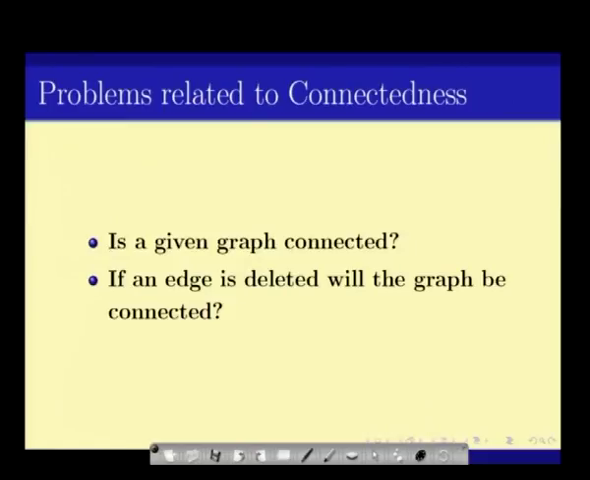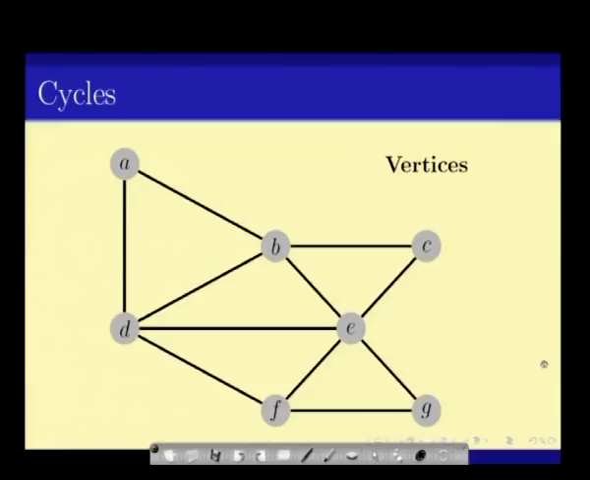For example, if you have a city and you have a river going through it, and there is one single bridge over the river, the natural question to ask is that if that bridge somehow breaks down, will the city still be connected or will it be disconnected from the rest of the world? Of course, we need to answer this kind of questions.